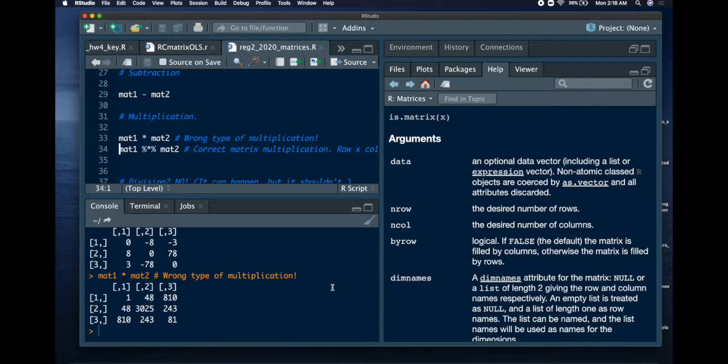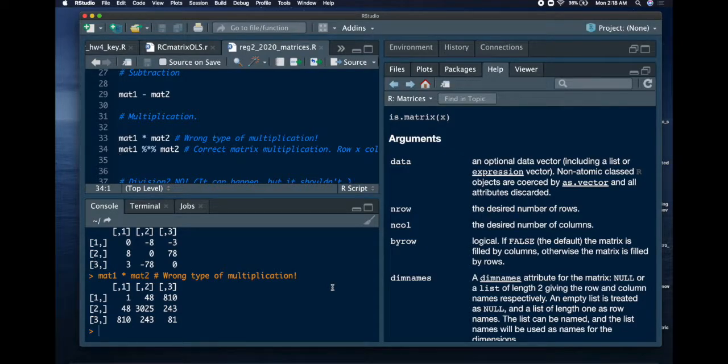We take mat 1 and mat 2, that was element by element multiplication. So it was just row 1, column 1 times row 1, column 1, yielding the product row 1 times column 1, and so on, all the way through the matrix.